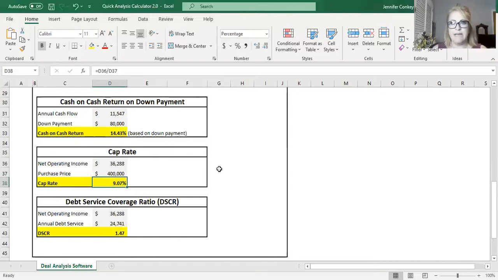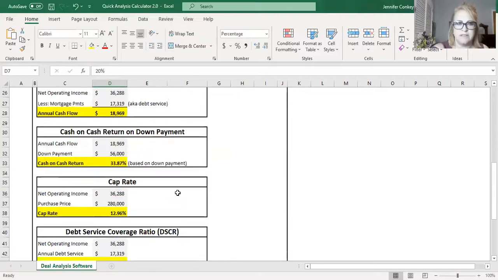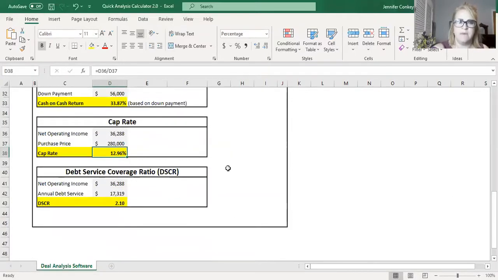Okay, and then let's say we went down to $280,000. If we negotiated the deal down to $280,000, that would give us almost a 13% cap rate. All right, so generally speaking, between 9 and 10 is a pretty solid cash flow rate. You'll see them even as low as 8 be considered good deals.